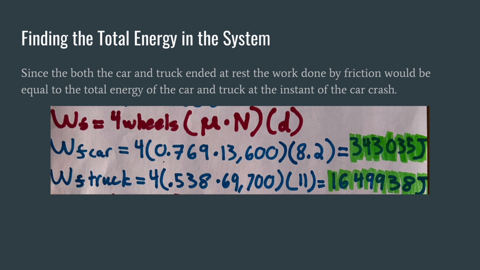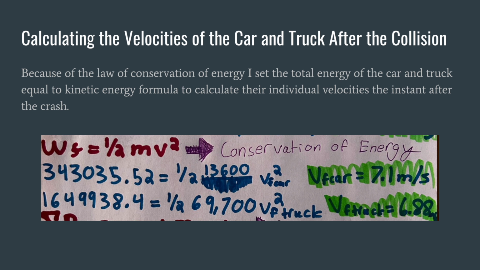After I found the coefficient of friction for both the car and the truck, I was then able to find the work done by friction after the cars collided simply by multiplying 4 times the force of friction multiplied by the distance the cars traveled after the collision. Due to the law of conservation of energy, I know that the work done by friction is equal to the final kinetic energy of both the car and the truck after the collision. This allowed me to figure out the final velocity of both the car and the truck right after the collision.